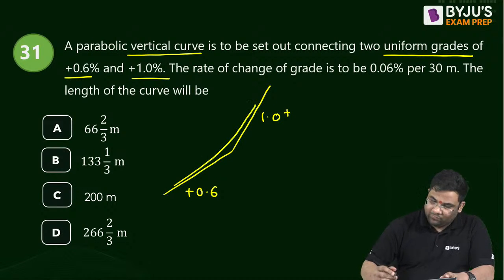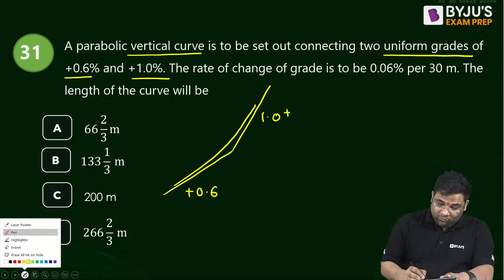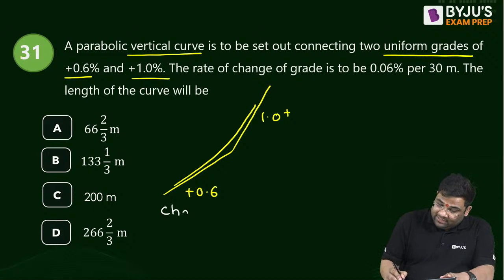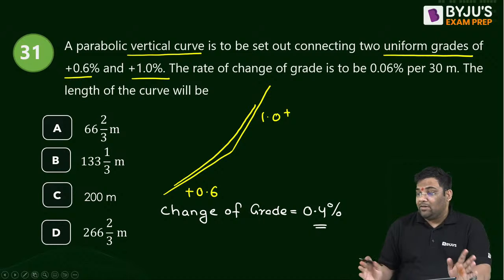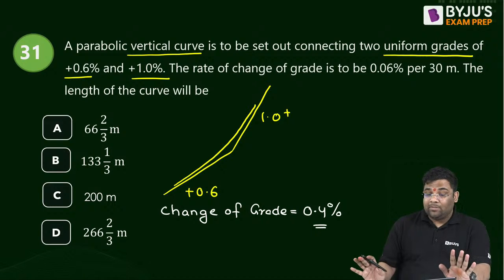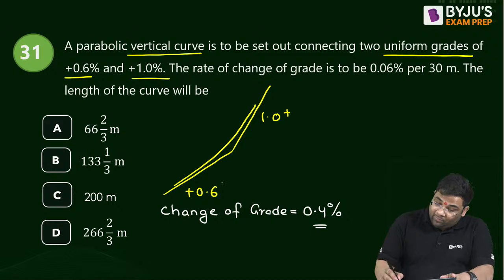This will be the curve which is formed, right? So now how to solve this? You see, what is the change of grade? The change of grade is 0.4%, right? From plus 0.6% it went to plus 1%. The change of grade is this.